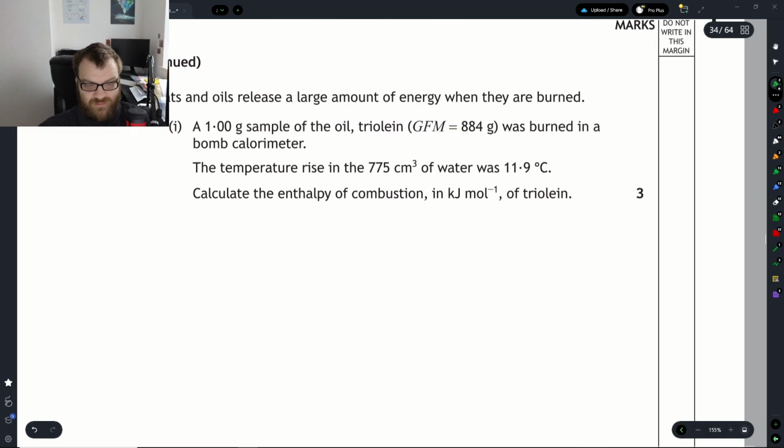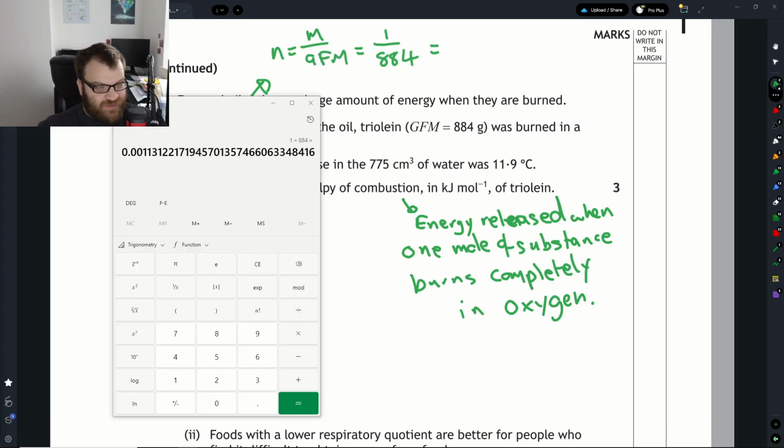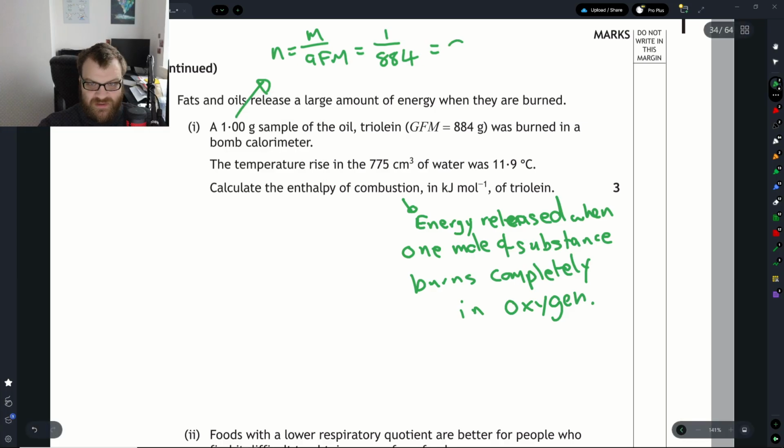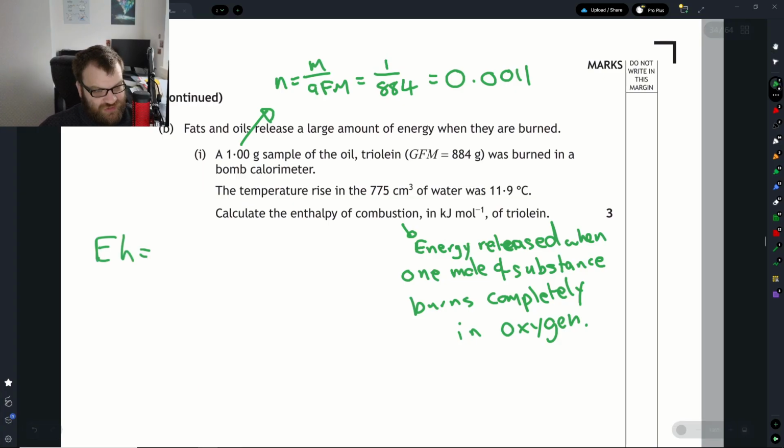We're given some information. We're asked to calculate enthalpy of combustion. Enthalpy of combustion is the energy released when 1 mole of a substance burns. There are 2 parts I need to do here. One, I'm going to work out how many moles this is. n equals m over Mr. So we've got an answer of 0.0011. Next, we'll start on the E equals cmΔT part of the question. I'm going to work out what the energy released will be.